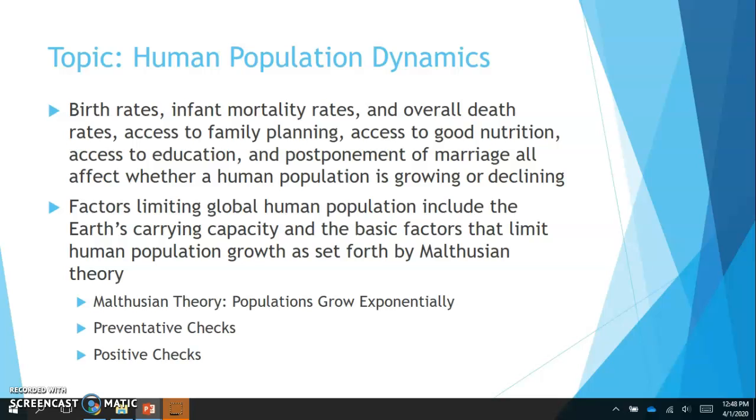Positive checks are things that we don't really have much control over, so think of like hurricanes or famine and war, things like that. Well, maybe not war. We do have kind of control over war. But in terms of like natural disasters and sometimes limited resources that we really can't predict, those are positive checks that will also keep human population in check. One thing that's going on right now, coronavirus, COVID-19, that's a positive check. It is causing a reduction in human population because it is causing an increase in the number of deaths.